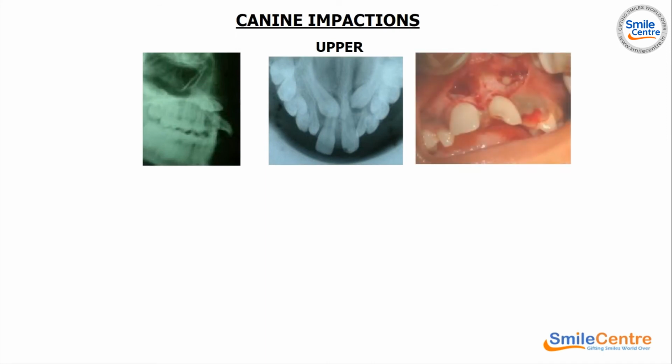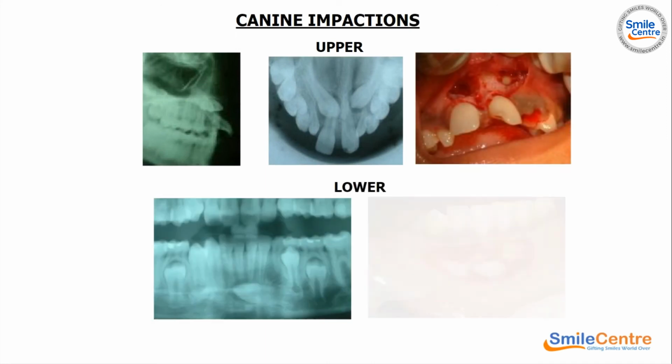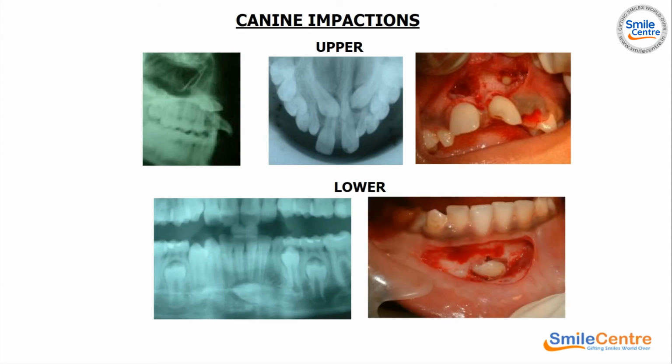Now, you also have canine impactions. You can see the canine teeth are impacted here, and we routinely perform surgery for impacted canines also. And there are situations when we do not remove canines, but we pull them down with the help of a particular orthodontic appliance and then pull them into position after creating space there.